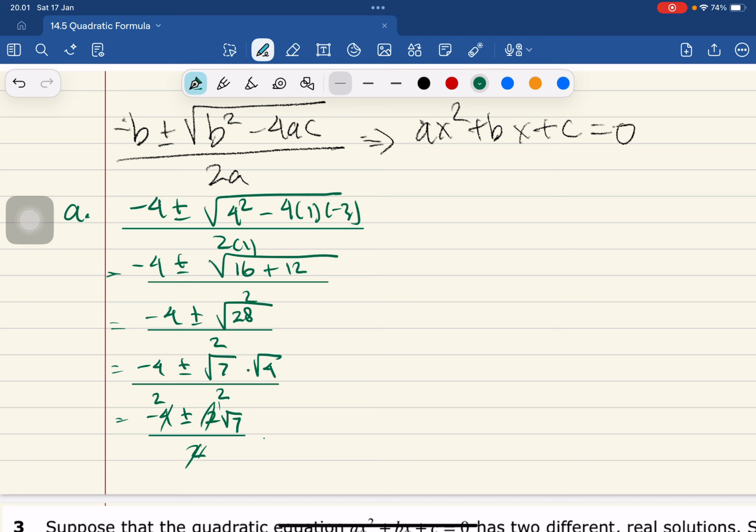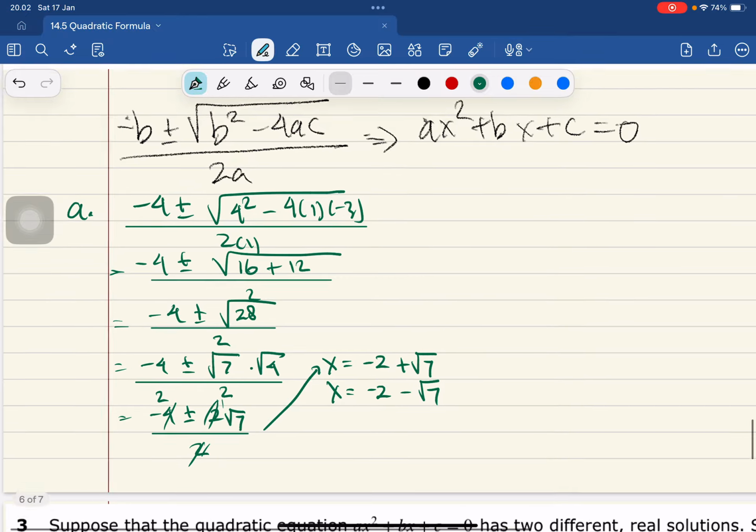So we got the x right here. The first x is going to be minus 2 plus the square root of 7. The other x is going to be minus 2 minus the square root of 7.